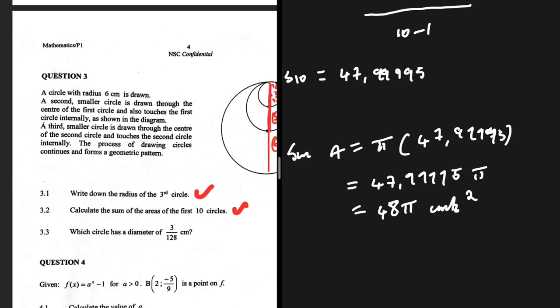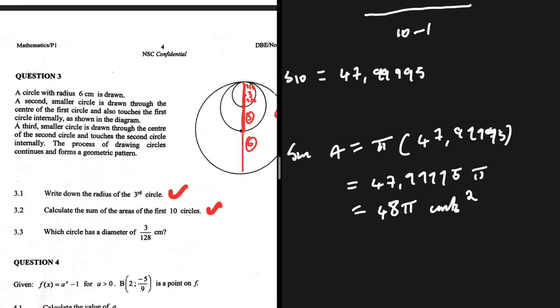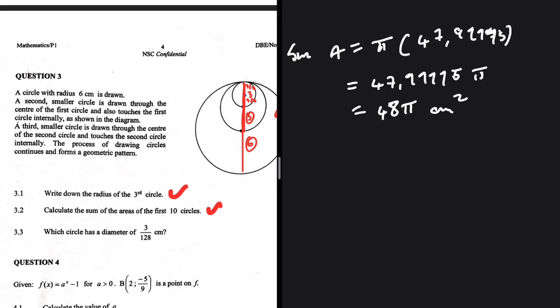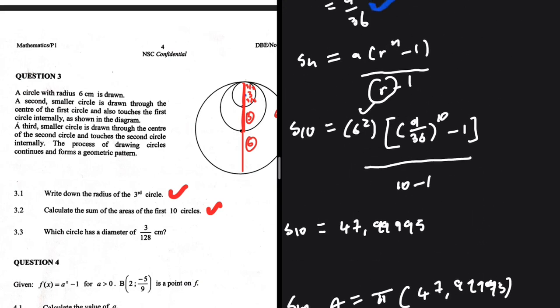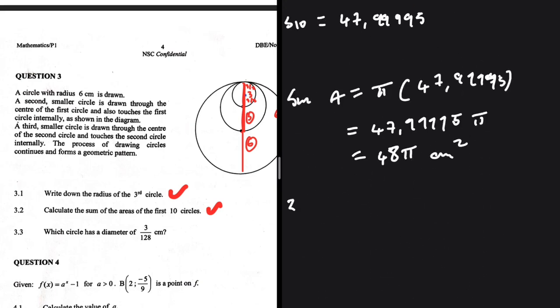So the sum of the areas, some units squared. Are we given the units? No. Oh yes, we're given centimeters actually. So centimeter squared. So there we go, that is the sum of the areas. I know there's somebody who got 48 but forgot to include centimeter squared. Yeah, there has to be somebody who made that mistake. But anyway, that is 3.2. Let's take a look at 3.3.